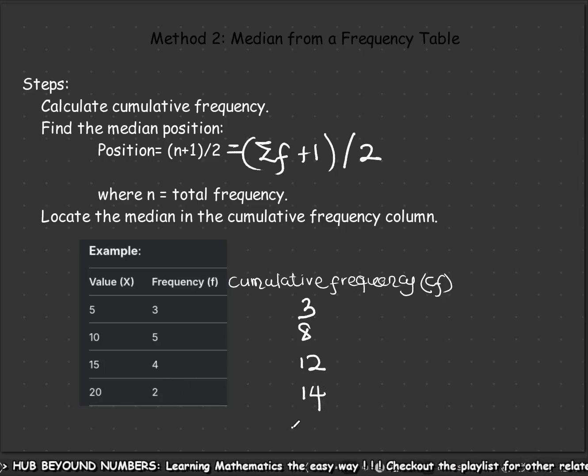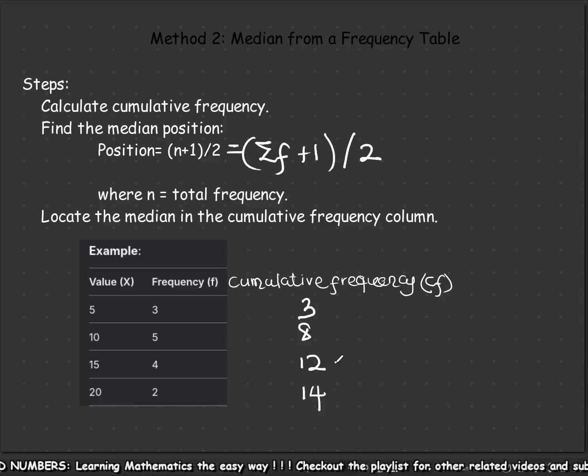Let me go over the cumulating frequency again. Cumulating simply means you are adding up. You are adding up the frequencies starting from our first x value and then from 0 as well. So 0 plus 3 gives us 3. Then the new cumulative frequency we have here, we add it to the next frequency. So 3 plus 5 gives us an 8. 8 plus 4 gives us a 12. 12 plus 2 gives us a 14.